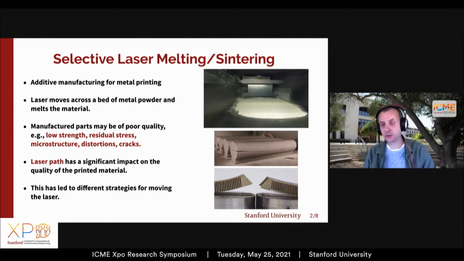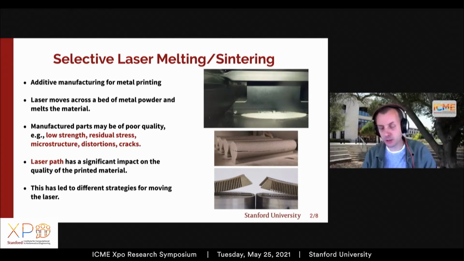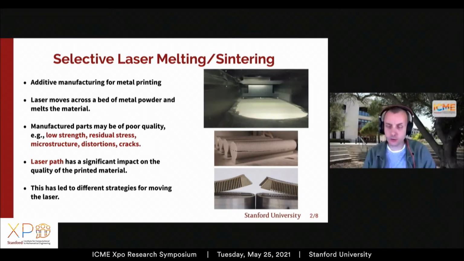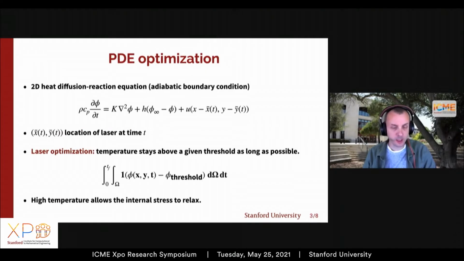And so here we're interested in this project. We're interested in optimizing the path of the laser on the powder bed in order to reduce this residual stress and improve the quality of the printing. So we're using a PDE model, just a diffusion reaction equation. Of course you can have more sophisticated physical models, but we started with something that would be a simple model for the evolution of the temperature.